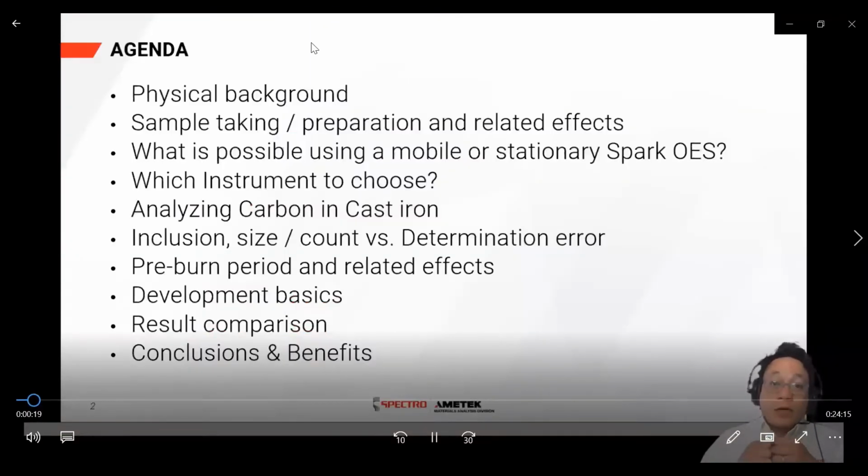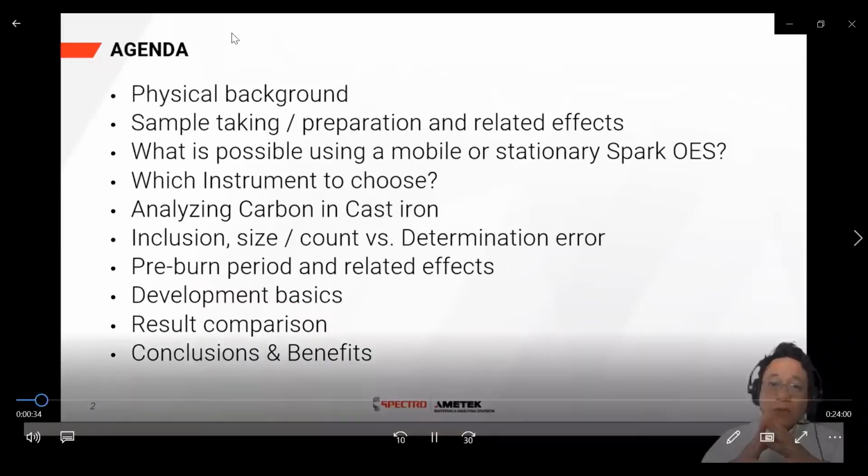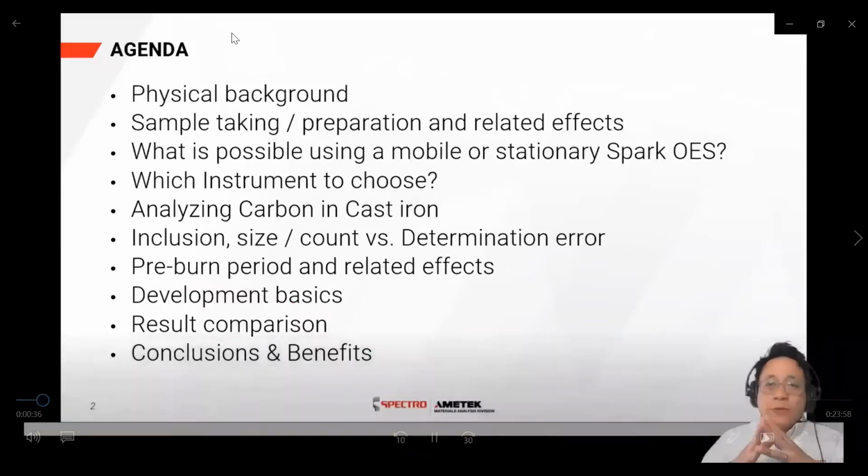I would like to start with some general information about carbon and cast iron and why carbon analysis is important, continuing with sample taking procedures and the related effects. After that, I would like to discuss the analytical challenge we face when using a spark OES and how we solve that, followed by some practical examples and some analysis results with the conclusions and benefits.